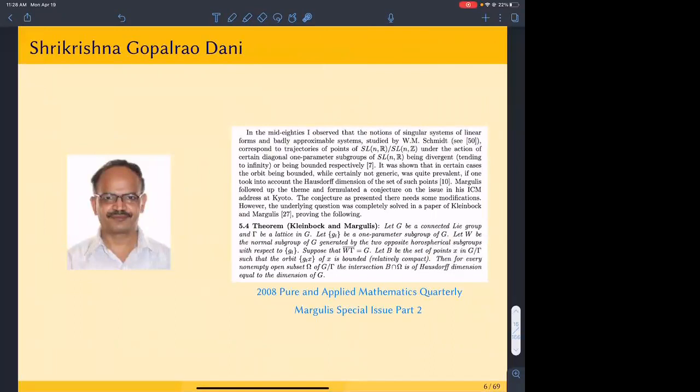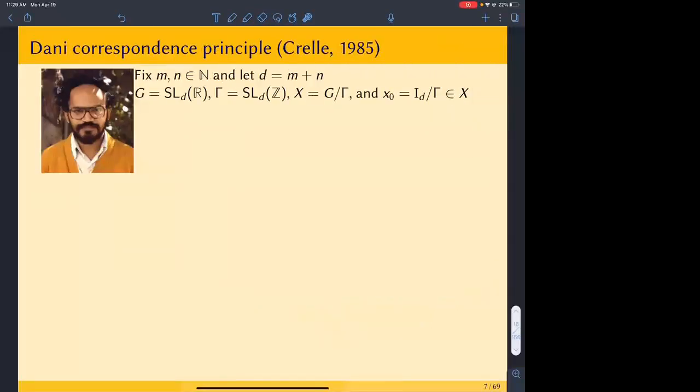So what is this correspondence? This is Dani talking about it, or reminiscing about it, at Margulis's birthday conference. So in the mid-80s, I observed that the notion of singular systems of linear forms and badly approximable systems studied by Schmidt correspond to trajectories of points on the space of unimodular lattices in R^n, under the action of certain diagonal one-parameter subgroups, which I'll remind you about, being divergent or being bounded. So this was a beautiful paper from 1985, where Dani states what Margulis refers to as the correspondence principle.